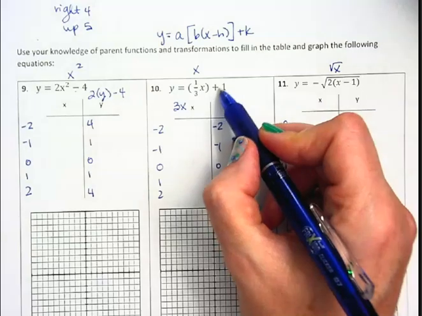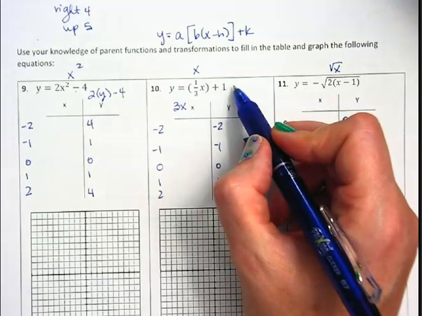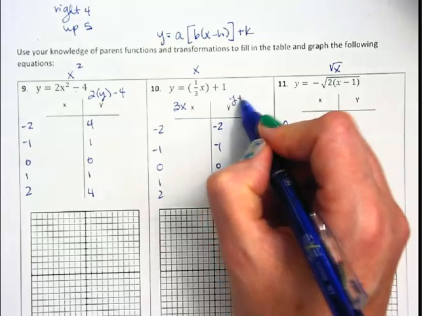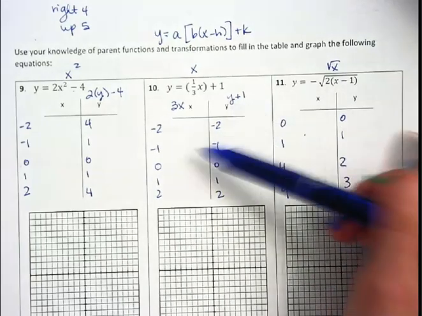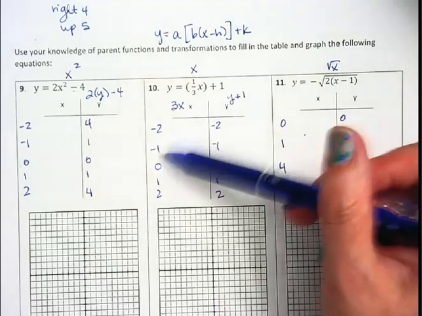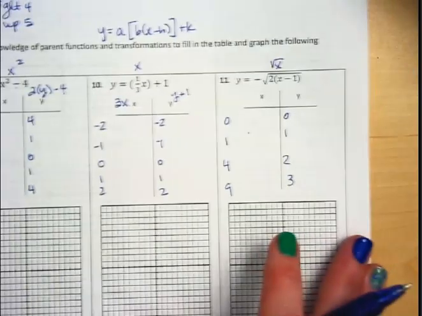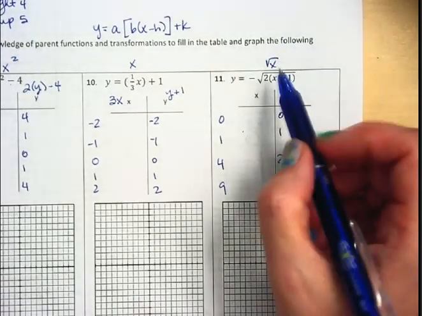And then this 1 is outside the parentheses. It's at the end. That's a k value. That's going to take all my y's and add 1. So in a minute, I'll give you some time to do that math to your x's and y's and shape your new graph. But let's talk about these changes over here as well.